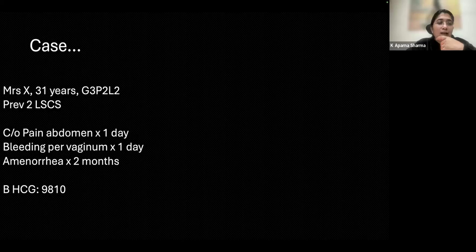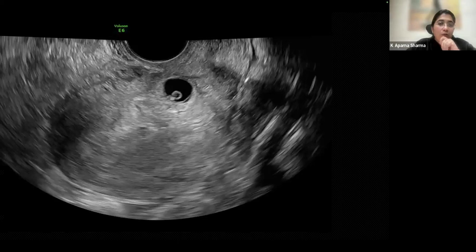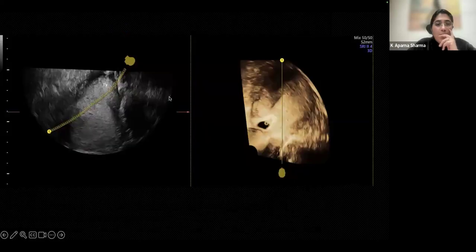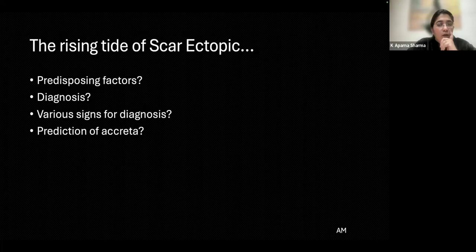So just coming to the next case, which is bleeding PV. She had amenorrhea for 2 months. Her beta HCG was 9,800, and this was the image that was scanned when she came. This is the cervix, and we can see that there's a little bit of a lower implantation, and it could be seen on 3D as well.